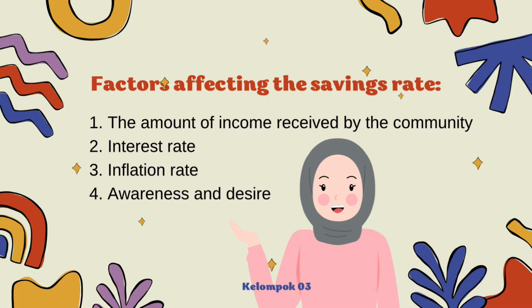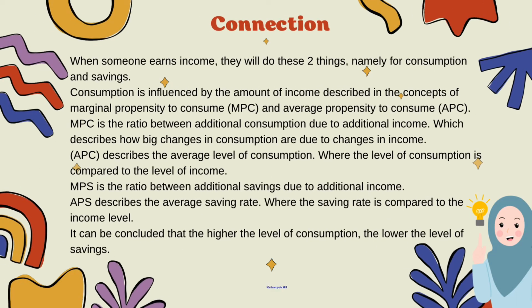Number 2, interest rate. The higher the interest rate, the more people are interested in saving their money in the bank. Number 3, inflation rate. If inflation occurs, the government will raise interest rates to make people save and control inflation. Number 4, awareness and desire. Public awareness about saving, of course, using an educational approach.